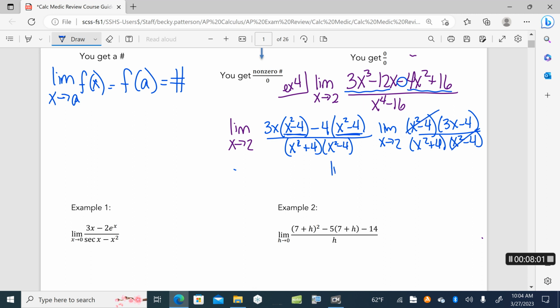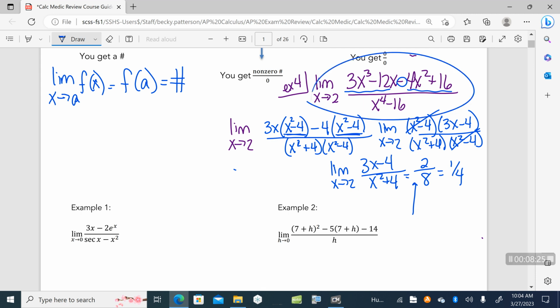So now I can do the limit as x approaches 2 of 3x minus 4 over x squared plus 4. And I can plug in a 2. So it'd be 6 minus 4, that'd be a 2 on the top, and an 8 on the bottom, which reduces to 1/4. Now notice I dropped the limit notation there because I evaluated my limit.